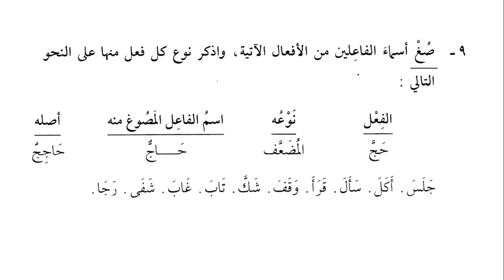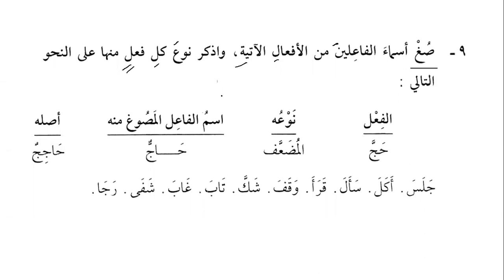So it's on the pattern of قال يقول قل and صاغ يصوغ صوغ. فعل الأمر صوغ أسماء الفاعلين من الأفعال الآتية. So we have to form the fa'il or ism al-fa'il from the following verbs. وَاذْكُرْ نَوْعَ كُلِّ فِعْلٍ مِنْهَا عَلَى النَّحْوِ التَّالِي, and then we have to mention the kind of every verb on the following pattern.